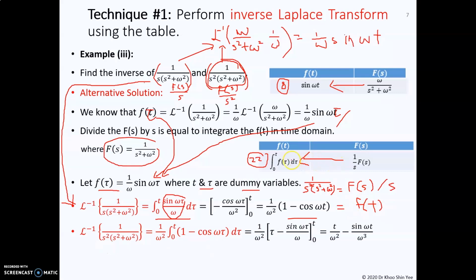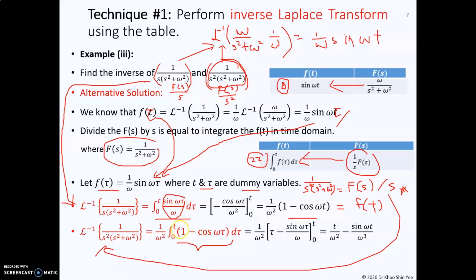You can use formula 22. When you divide by x here, then in your time domain, you should integrate with respect to time. On your left hand side here, it is f of x divided by x. On your right hand side here, it will be the integration of f tau. Tau is the dummy variable for time. So you have f of t equal to this. If you just replace the t with tau here, substitute this term inside here, this is your f tau. Then you perform the integration. 1 integrates to tau. Cos integrates to sine omega t divided by omega. And substituting the limit inside, you should get the final answer.